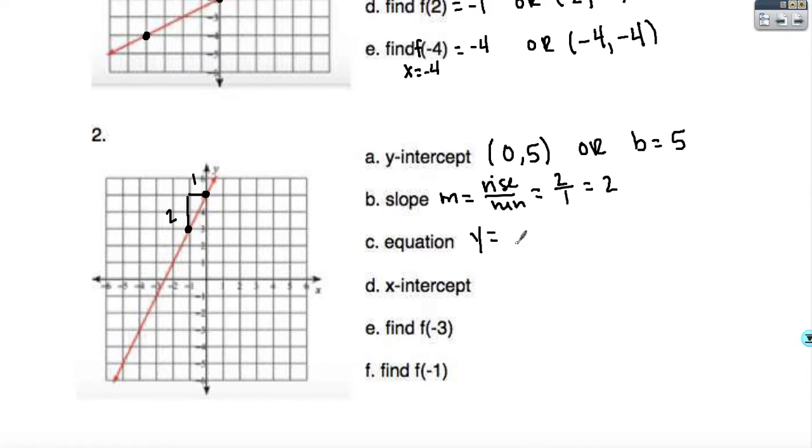So on the next one, when it asks me to write my equation, I'm going to write y equals mx plus b, but now I know what my m and my b are. So my equation is going to be y equals 2x plus 5.